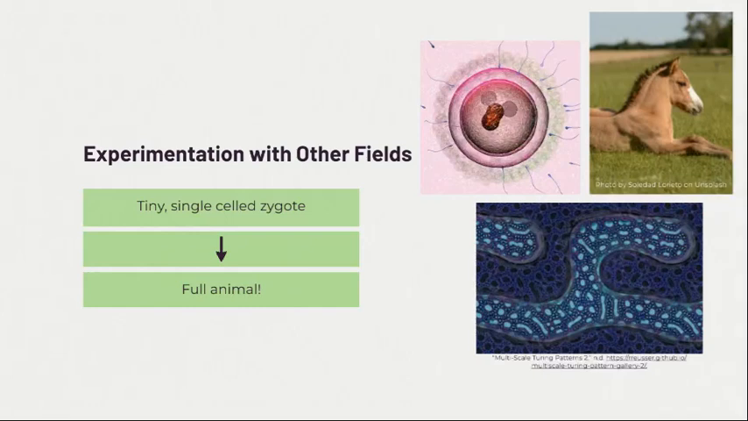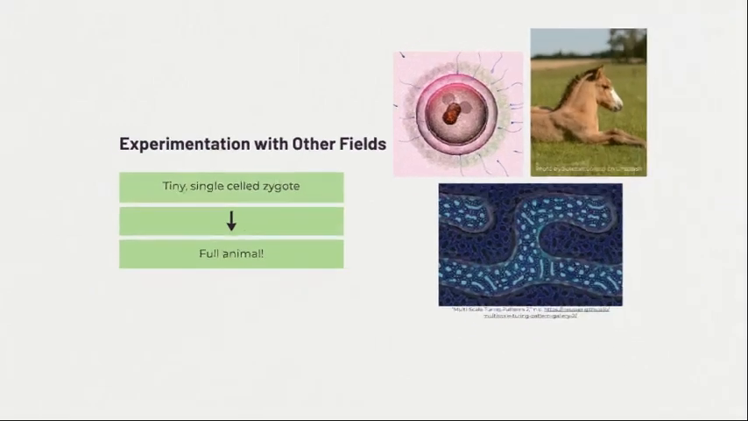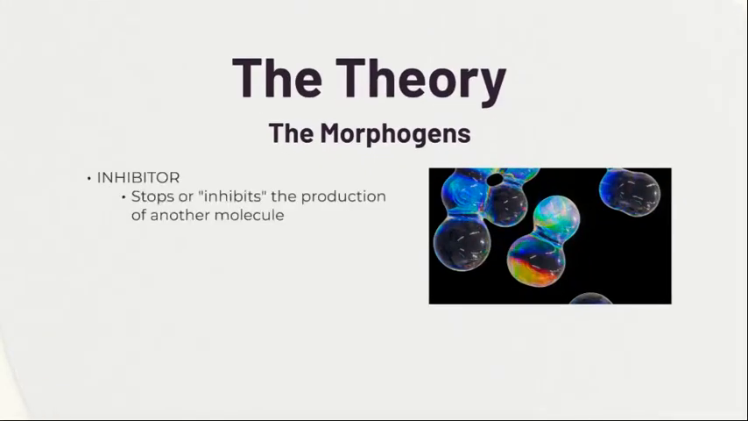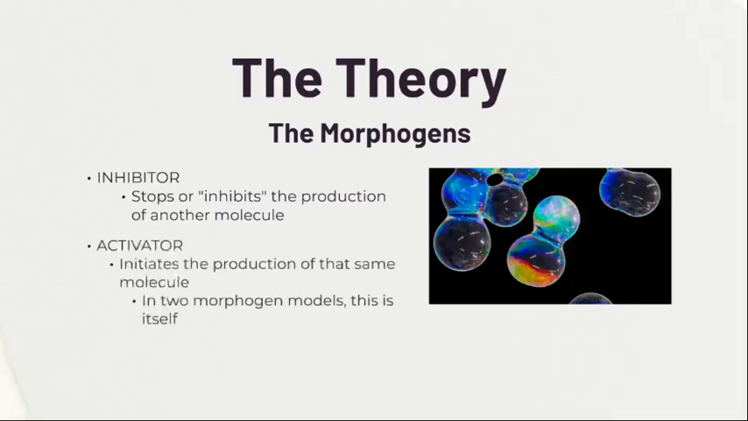Now, you might still be wondering how this theory could be broad enough to apply to anything from fur to embryos to crime. Well, let's take a look at the theory. There are two or more morphogens, as Turing called them. One acts as an inhibitor, stopping the production of another molecule, and one an activator that does the opposite.